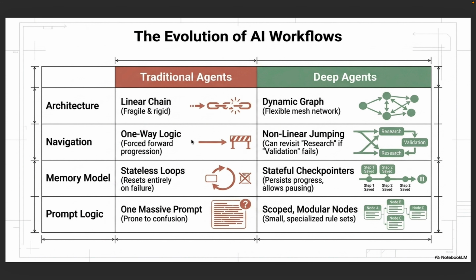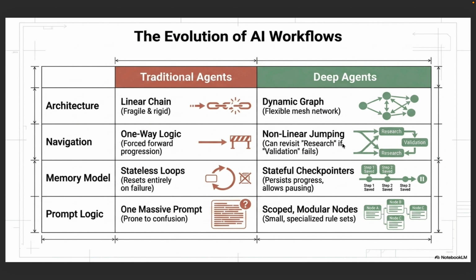Now let's look at traditional agents versus deep agents. Architecturally, as we said, traditional agents are a linear chain, but deep agents are a flexible mesh network. Navigation in traditional agents is one way, while deep agents use non-linear jumping. For example, say we have a research agent and a validation sub-agent. Once the research is done, the validator will check whether we have everything needed to generate the result. If not, it will again do some research and correct it. Those kinds of non-linear jumps will happen.